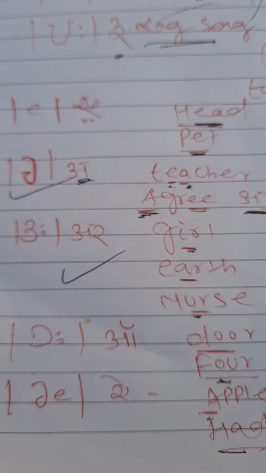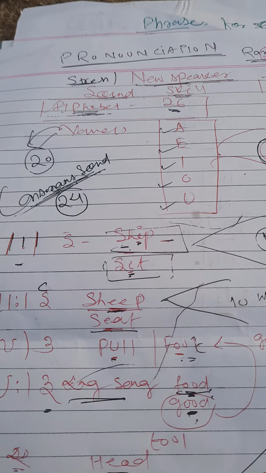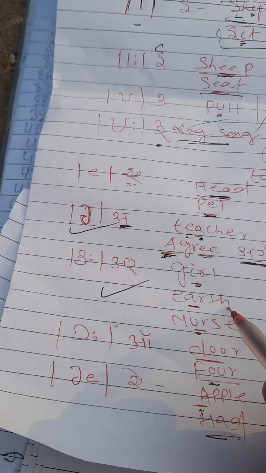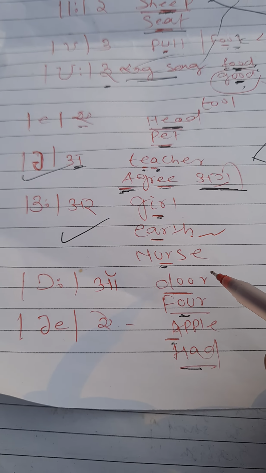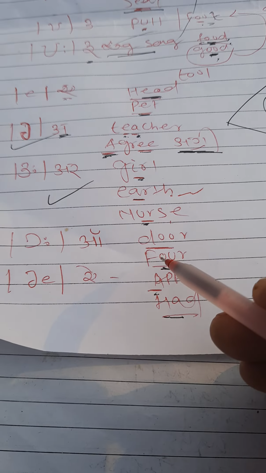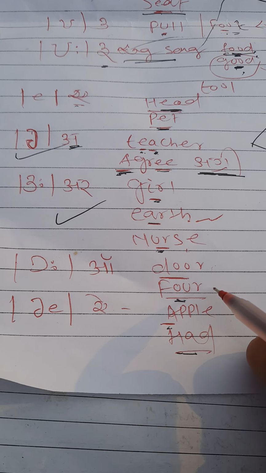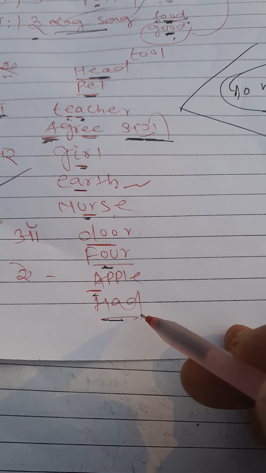Alright. Next, G-I-R-L, girl. E-A-R-T-H, earth. N-U-R-S-E, nurse. Alright. Next we have an O sound. D-O-O-R, door. Here, fur, not four. Fur. A sound is here, apple, and head.